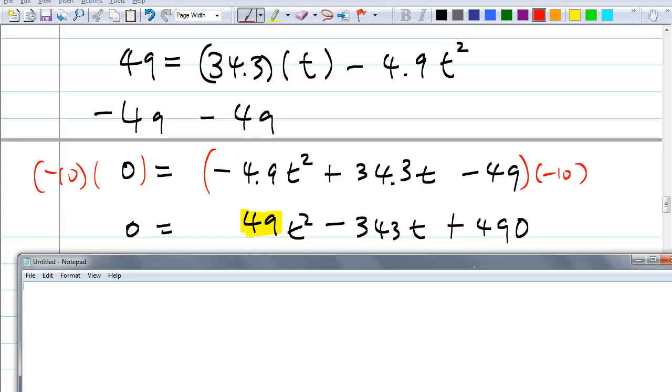Wait, is it plus? Oh yeah, plus. Why is this plus now? Yeah, we're multiplying both sides by negative 10, so whatever was positive becomes negative. See, the middle term became negative, and the first term became positive. All right.